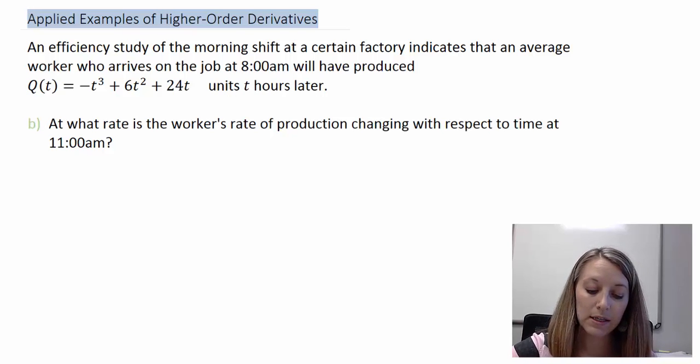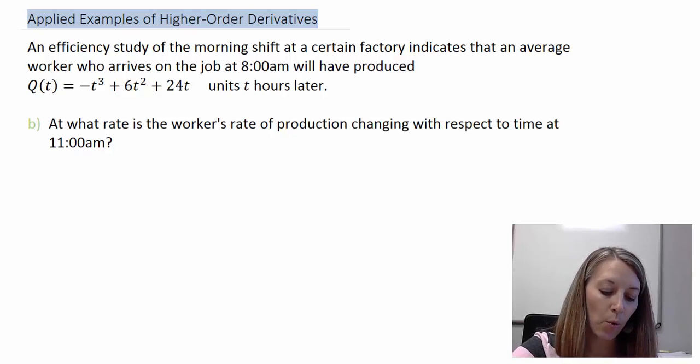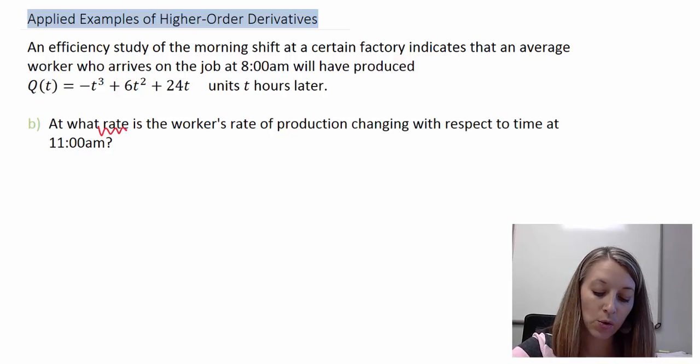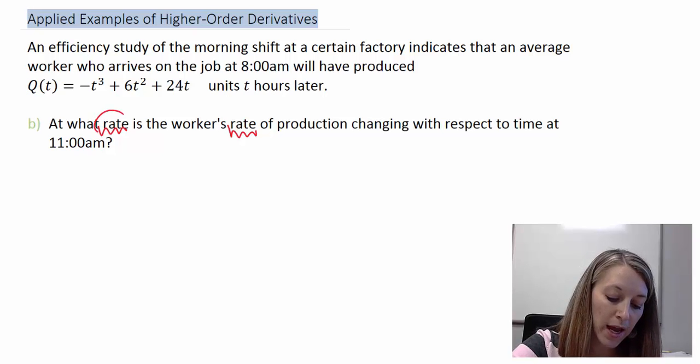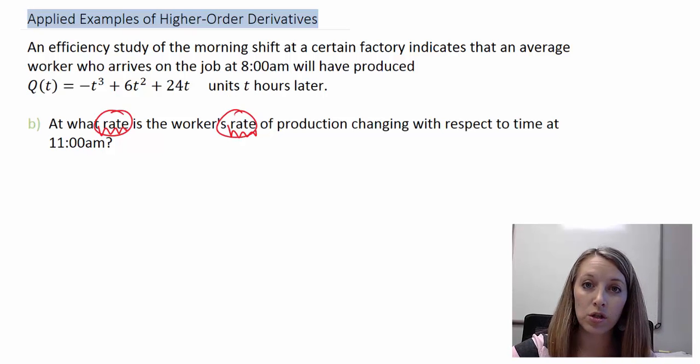At what rate is the worker's rate of production changing with respect to time at 11 a.m.? Well, at first glance, you might think, didn't I just compute that? But pay really close attention to the wording here. Notice it says rate twice. At what rate is the worker's rate of production changing with respect to time? So if it says rate twice, that means we need to do our rate equation twice.